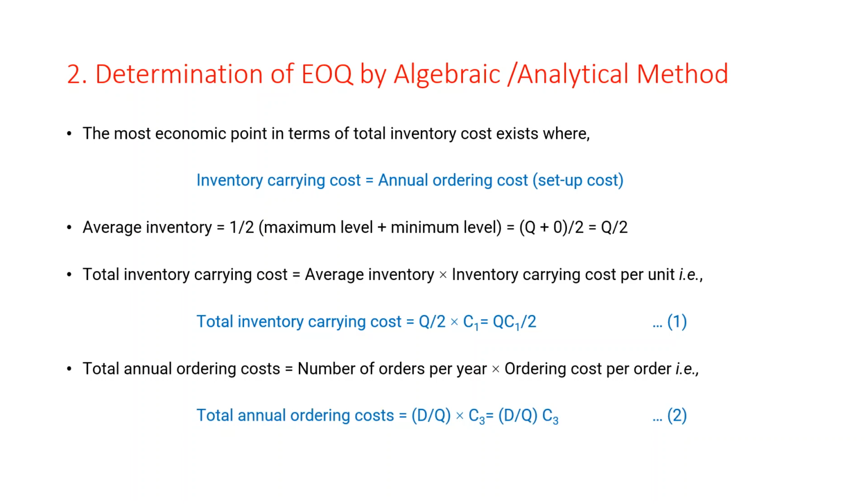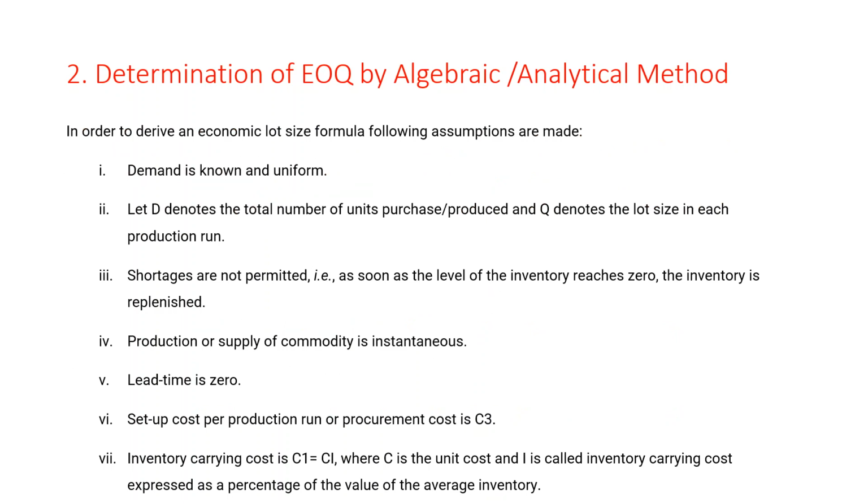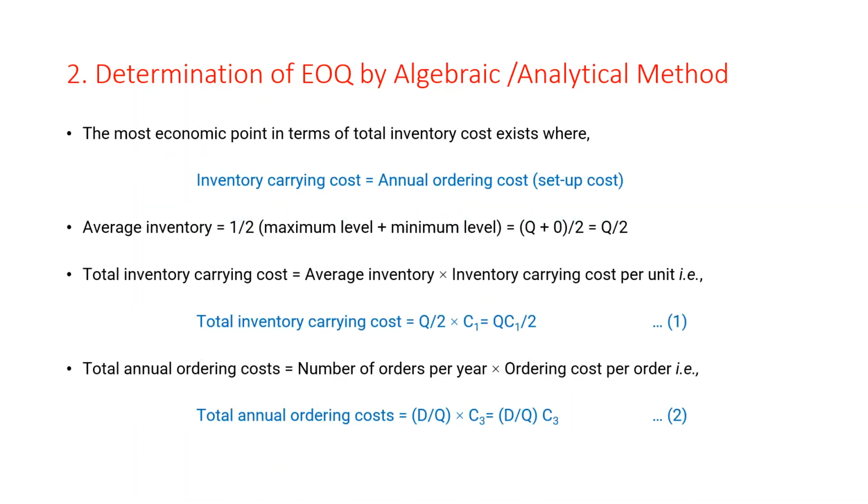The next is the total annual ordering cost. How to find out the annual ordering cost? Number of orders per year into the ordering cost per order. The number of orders is D divided by Q, where D is the total number of units purchased and Q denotes the lot size in a production. So the total annual ordering cost is D divided by Q into the ordering cost per order C3. So D divided by Q into C3.